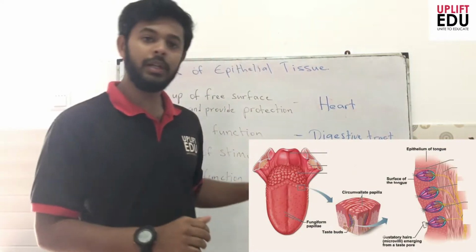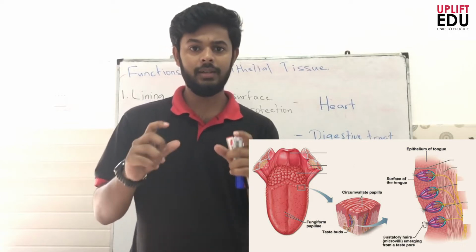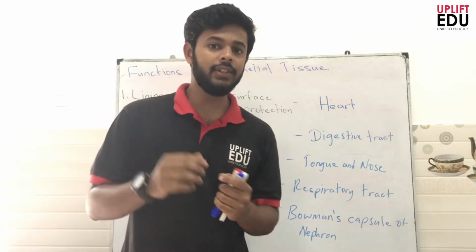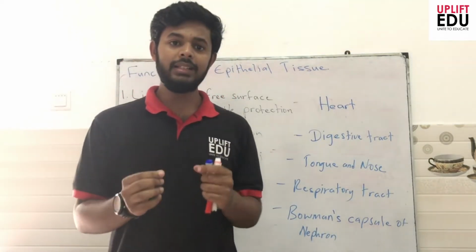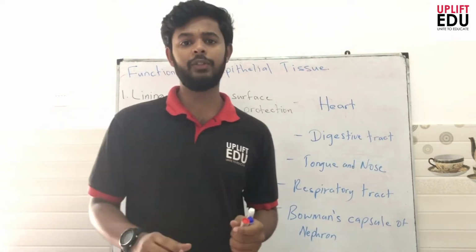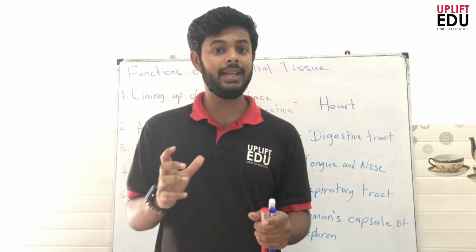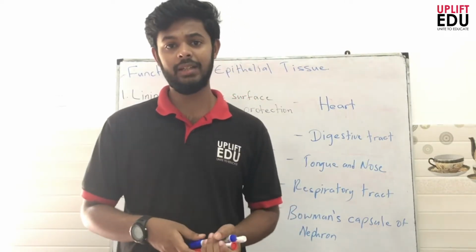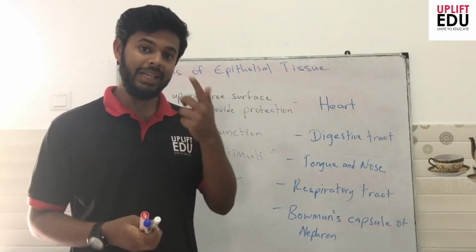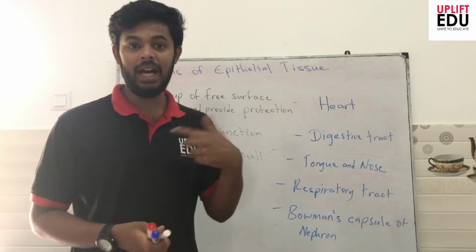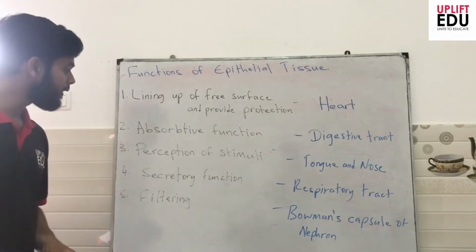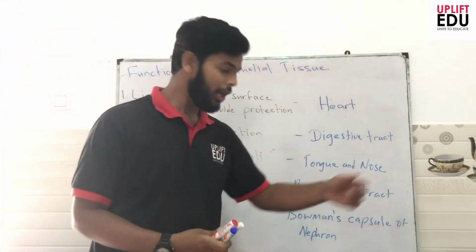In the basement membrane there is a rich supply of nerve cord. This nerve cord ends at a certain level and extends further in the nose and tongue, and joins with the epithelial tissue, the terminal part of the nervous fibers. We call these epithelial fibers. These epithelial fibers are involved in the sensation of smell in the nose or the sensation of taste in our tongue. So this epithelial tissue is involved in another function, the perception of stimuli, for example in the tongue and nose.